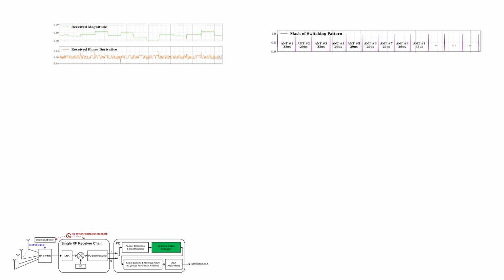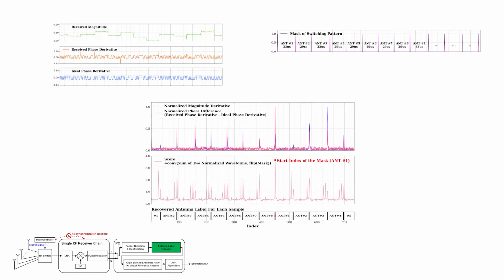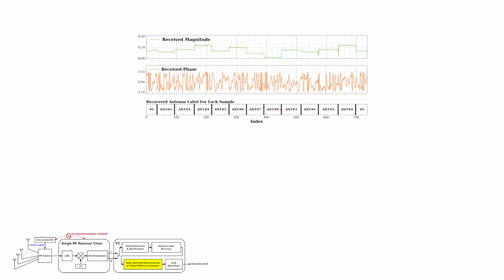Instead of matching the mask to the raw magnitude waveform, the derivative of the magnitude is used as one feature to emphasize the peaks. The peaks in the phase derivative waveform are also extracted by comparing it with the phase derivative of an ideal waveform, generated since all the bits are known. The two features are combined and then matched with the mask. The starting point of the switch pattern is found, and the antenna label of each sample can be recovered, with zero modification to the receiver. Now the samples are labeled.